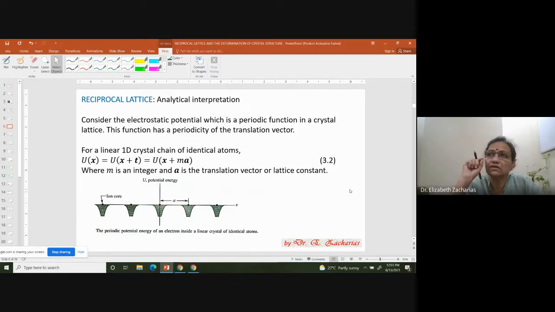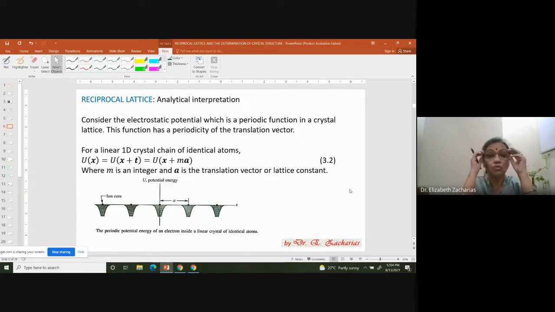You know the electrostatic potential. If I take a positive atom, for example a positive ion, all around it there is a positive potential. An electron which is coming in the vicinity of that positive ion together will have a potential energy. You remember this? 1 by 4 pi epsilon naught q1 q2 by r. You remember this?